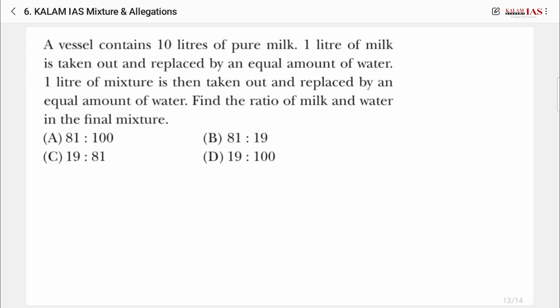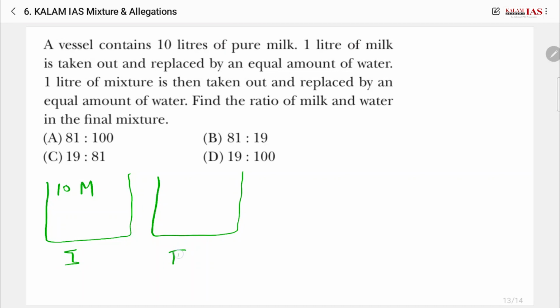In this question, it is given a vessel contains 10 liters of pure milk. That means, let's suppose this is the vessel, it has 10 liters of pure milk. Now 1 liter of milk is taken out and replaced by an equal amount of water. This is the first situation. In the second situation, 1 liter of milk is taken out. So 9 liters of milk is left and 1 liter of water is added.